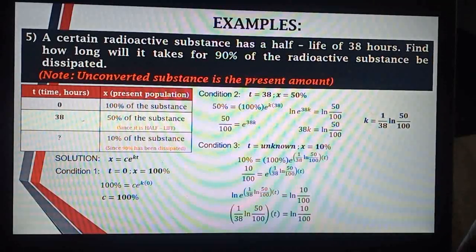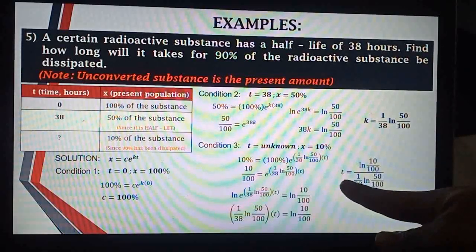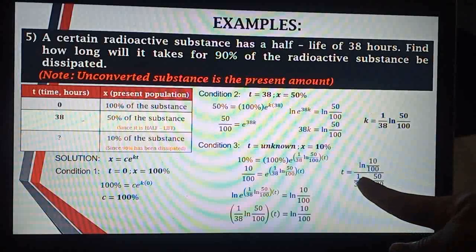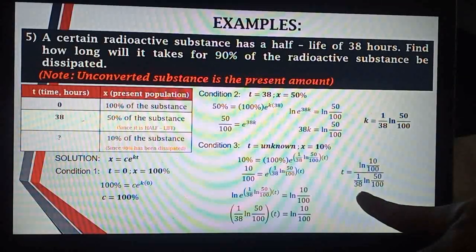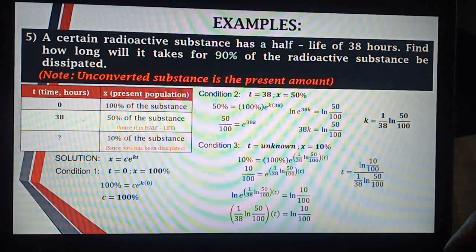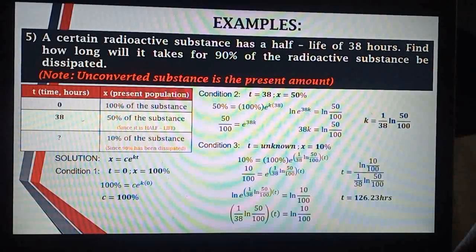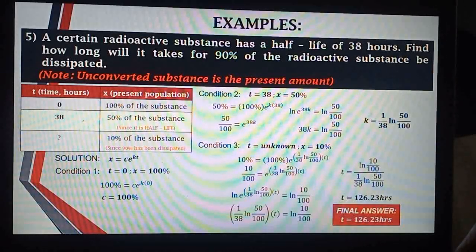Then to compute time, you have to divide both sides by the coefficient of t. You will now have t equal to ln of 10 over 100 all over 1 over 38 ln of 50 over 100. So the computed time is 126.23 hours.